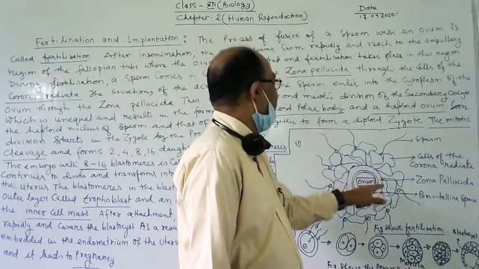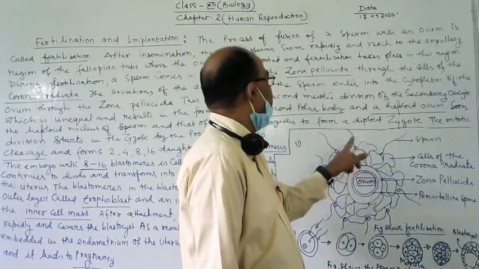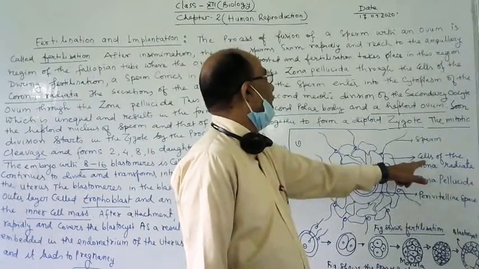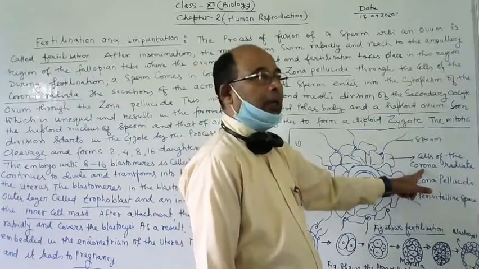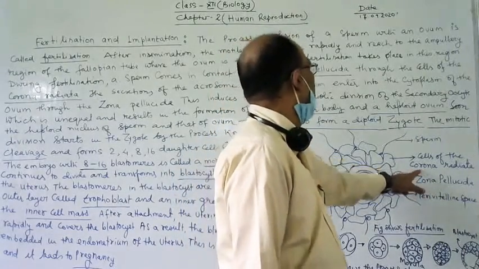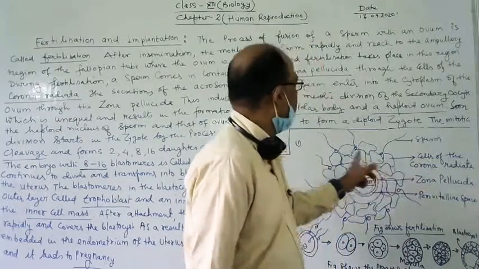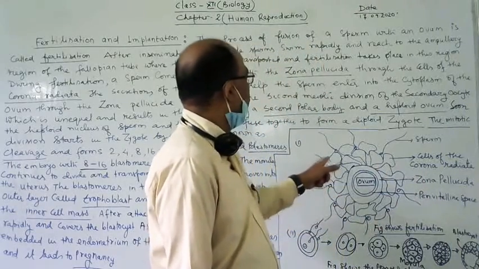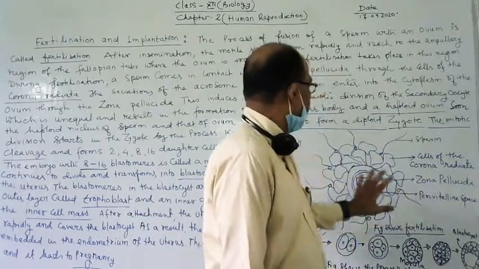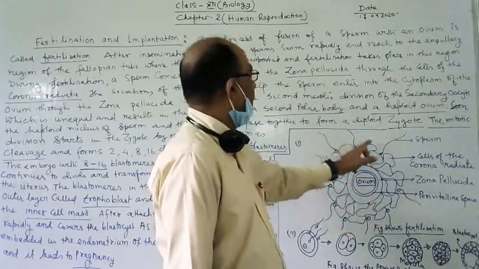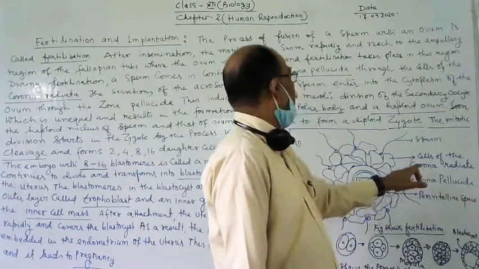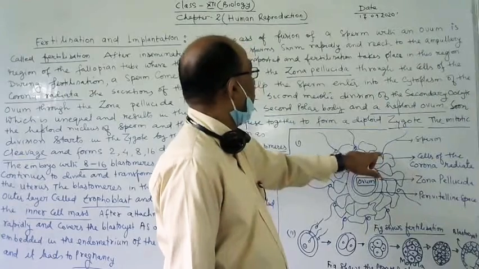And here you see the structure of the ovum. The ovum is surrounded by an outer portion, the cells known as the cells of the corona radiata. You should remember this balloon-like structure is known as the corona radiata, and this is the structure of the ovum. The outer portion is covered by these cells of the corona radiata.